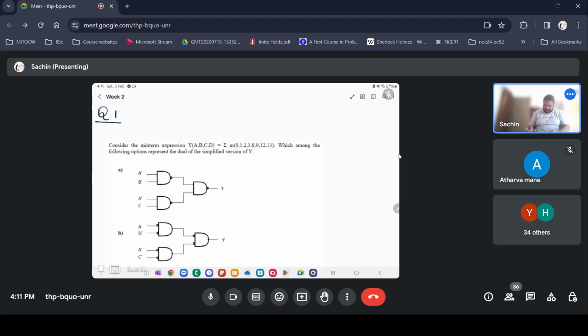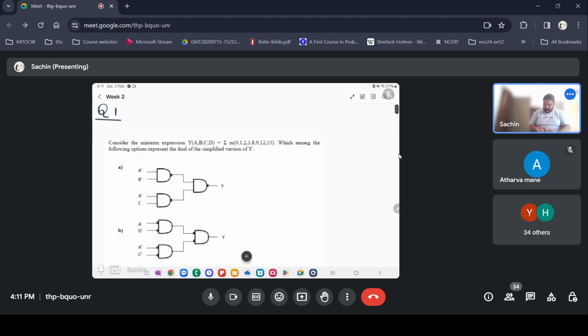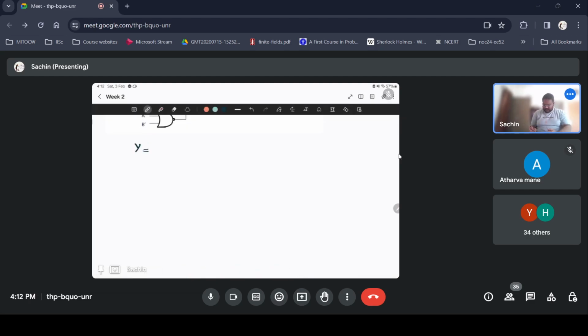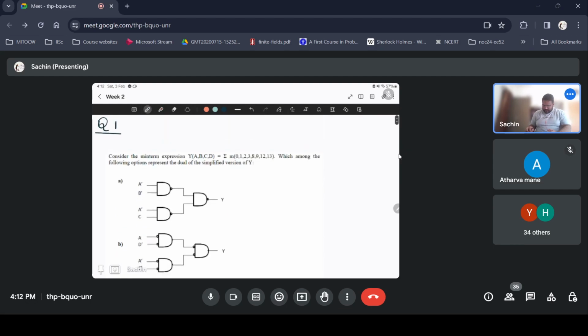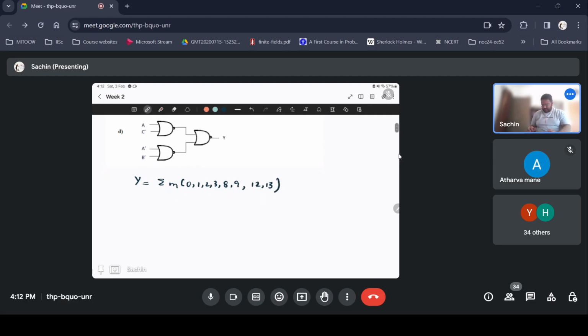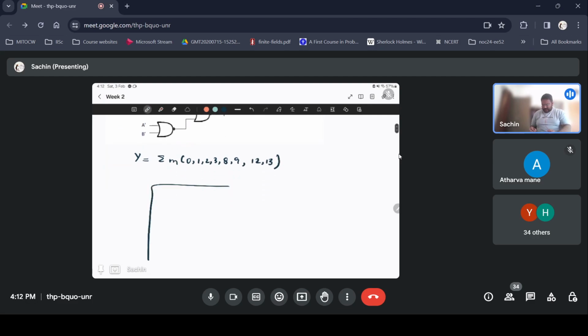Okay. To solve this, first we have to find a simplified version of y. They're given y in terms of minterms. Y is sigma m of 0, 1, 2, 3, 8, 9, 12, 13. Let's write a k-map for this to simplify the expression.